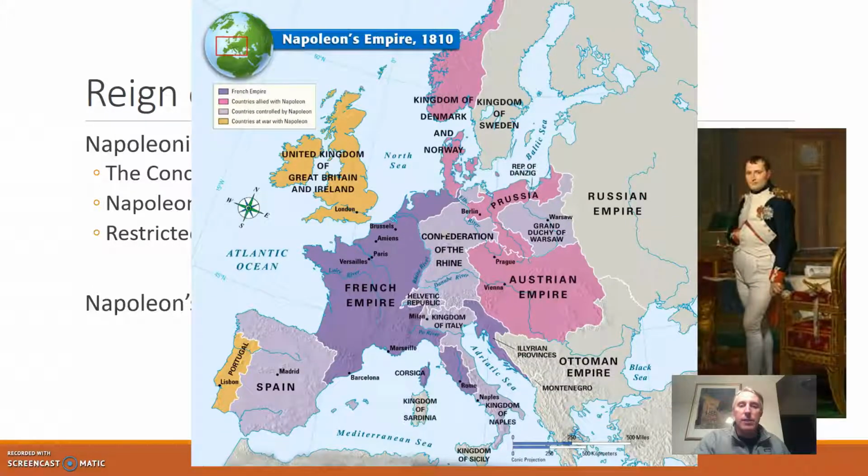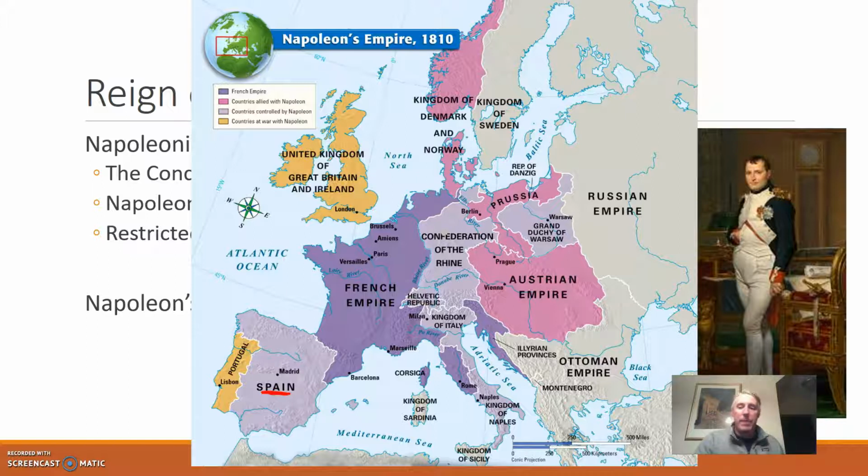I mean, you look at the size of it. You've got your French Empire. The lighter colored purple were countries allied with Napoleon, such as Austria and Prussia, because he defeated them in battle. Countries that were indirectly controlled by Napoleon, such as Spain, because he put his brother in charge there, and the Confederation of the Rhine and Naples and so forth, where he put other family relatives. He dreamed of creating this huge Bonaparte dynasty that would rule the entire continent.